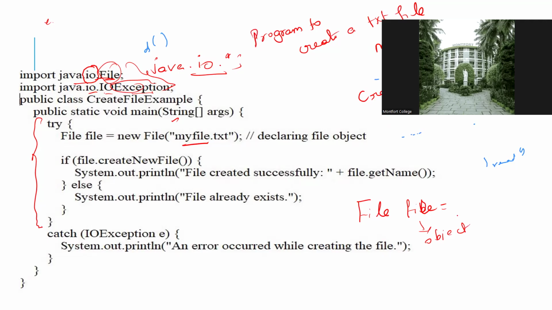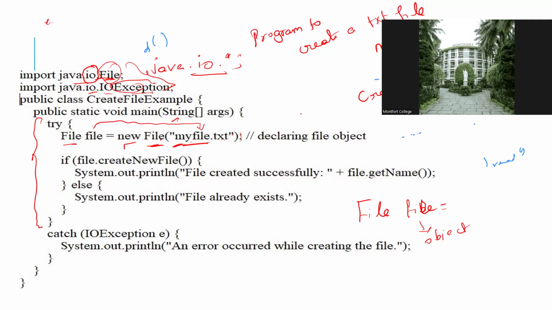This is the object, followed by that new. Followed by that we have the new keyword, and here we have File again, because this is the class. For this class we have to pass one argument. That argument should be enclosed with what? Double quotes. That argument is myfile.txt. See, we are not creating the file here. This statement is not to create. The statement is to point the object to myfile.txt.